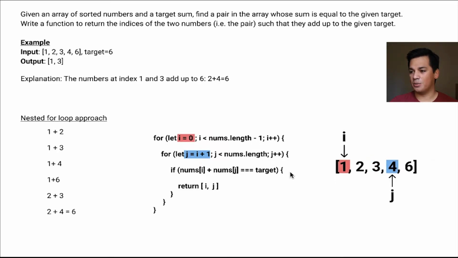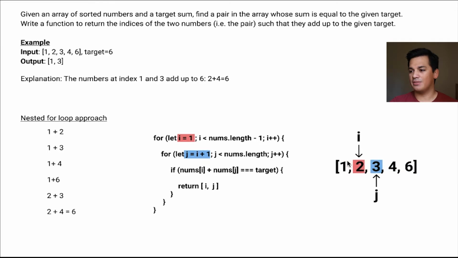Again, i stays where it is. j is now the number 4. 1 plus 4 equals 5. That is not equal to 6. So we move again. 1 plus 6 equals 7. That is not 6. At this point, j has reached nums length. There are no more numbers, so we have to move i.